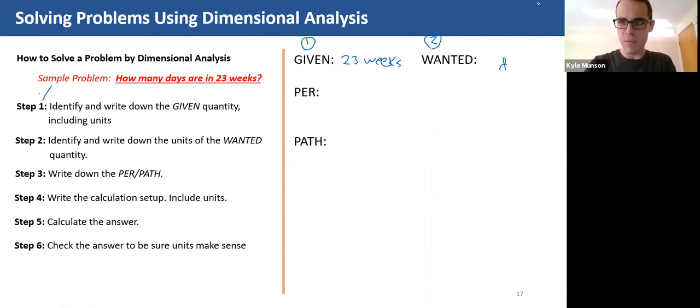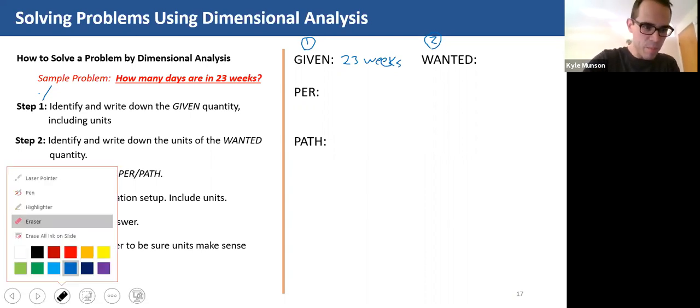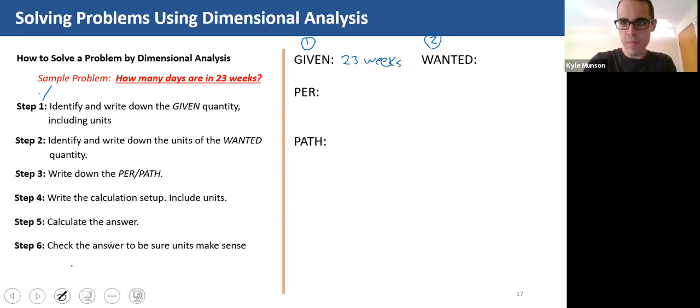Excuse me, I have to move something on my screen. You may not be able to see it, but it's blocking me from writing here. So give me a sec. Okay, that's better. All right, so that's step 2.